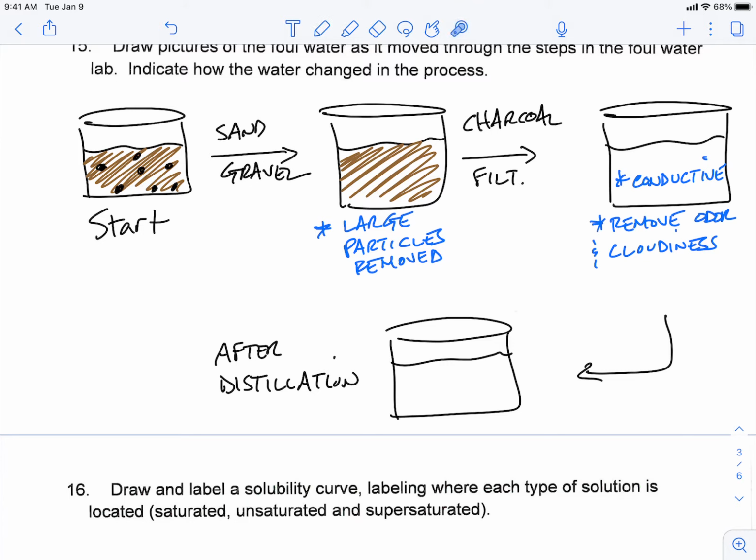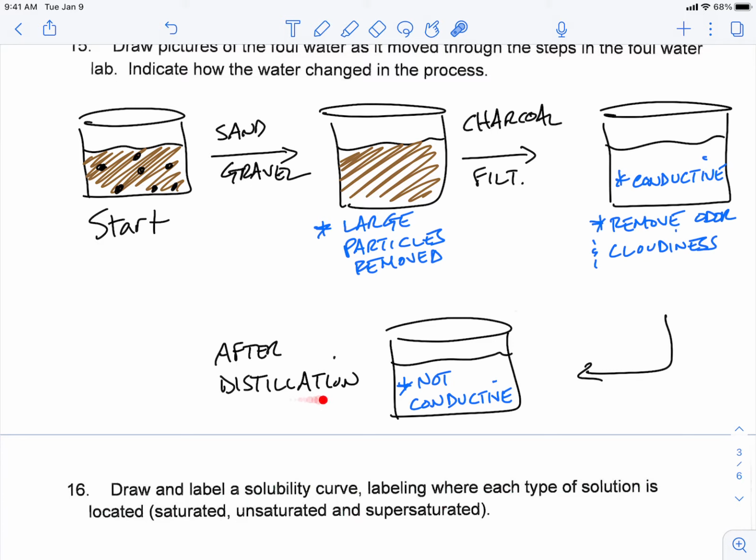Then what we did is we did the distillation. And since we only had one thing to remove, that's what we're hoping to remove is the conductive particles. And so what we were hoping was that our water would not be conductive afterwards. All those particles that were causing the conductivity, they were left behind in the distillation process. Now, we didn't get rid of all the conductivity here just because it's very, very hard to do. But that's what that step would do.